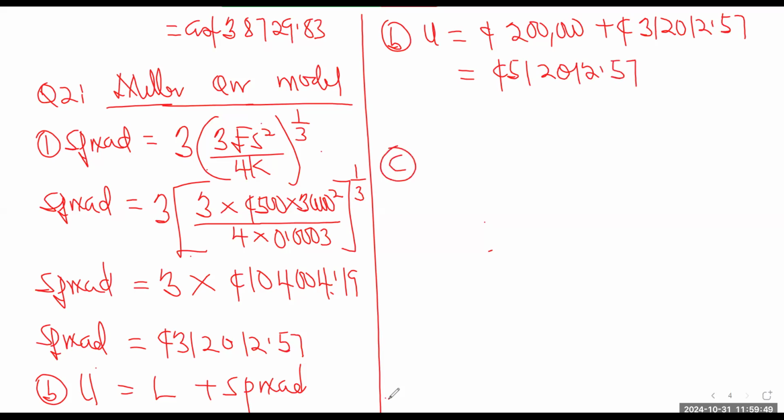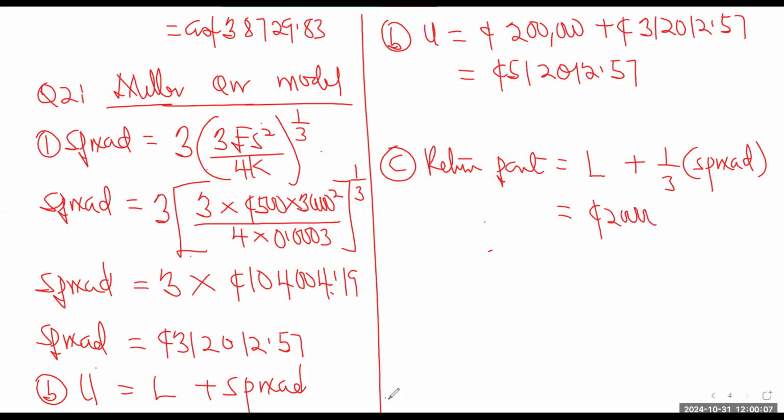Let's come to C, the return point. The return point is calculated as the lower limit plus one third of the spread. The lower limit is 200,000, isn't it? So plus one third of the spread, which is the same as this figure, 104,004.19. Do you agree? So what are you having?